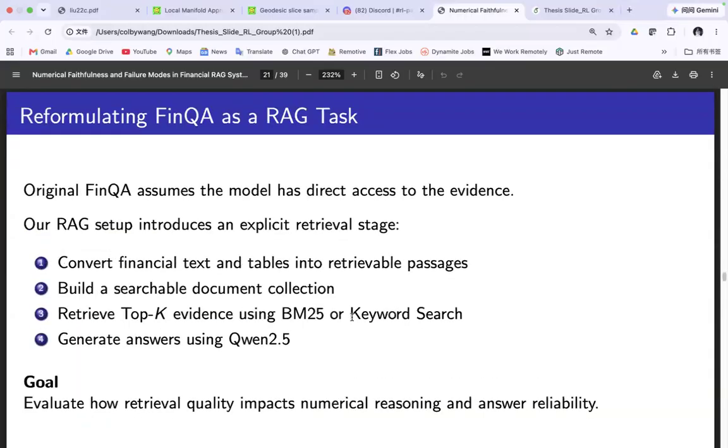We needed to reformulate FinQA as a RAG task because FinQA assumes the model has direct access to the evidence, since one of the fields in the dataset is actually the golden evidence. What we did is convert financial text and tables into a big passage, build a very simple chunking method, retrieve top-K evidence using BM25 or keyword search, and generate answers using the large language model. The goal is to evaluate how retrieval quality impacts numerical reasoning and answer reliability.